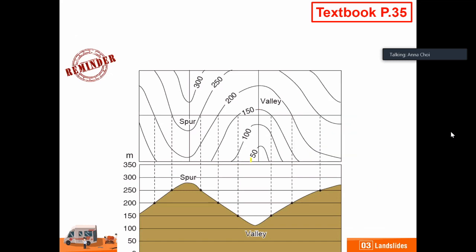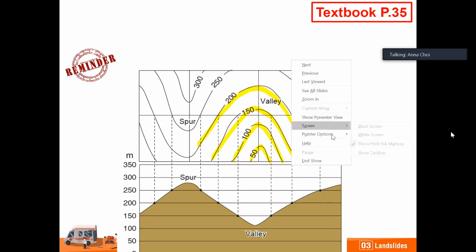So here I try to highlight. Can you see the contour line here is like a letter V? And you can see the numbers here, 50, 100, 150, and then the next one is 200. The numbers are getting higher and higher. That means this V shape is pointing towards the highland. Then this one we call a valley.